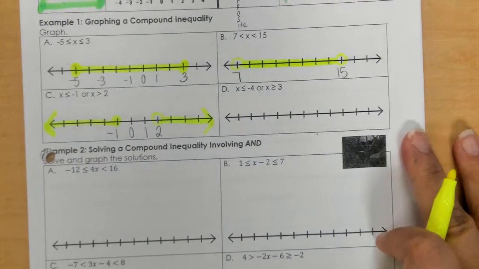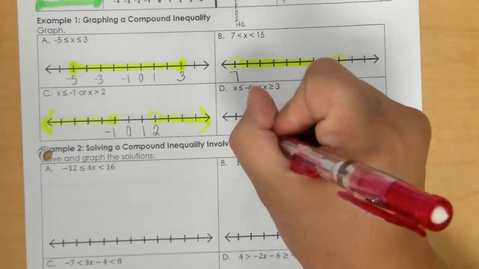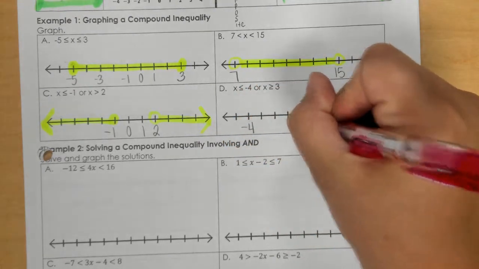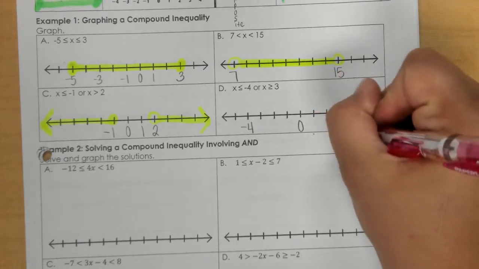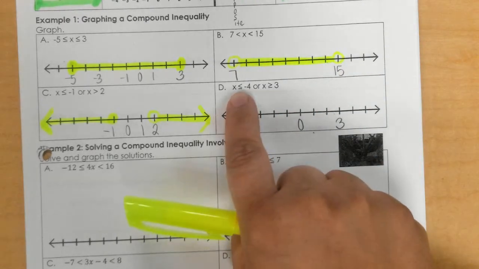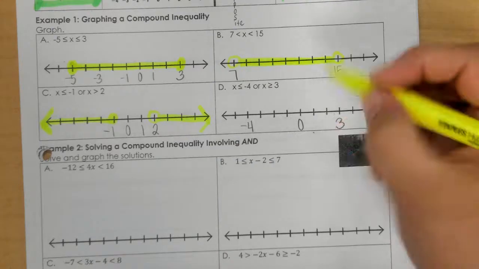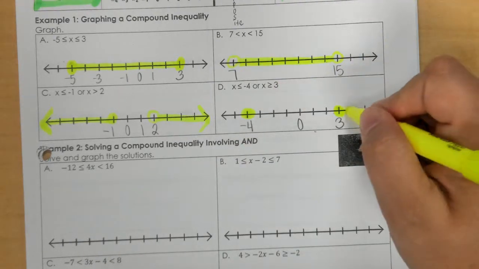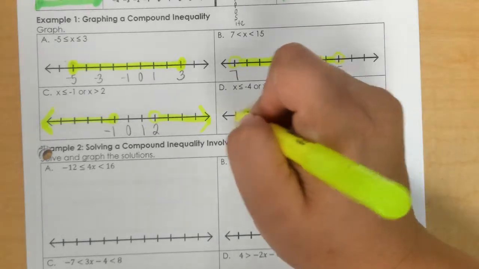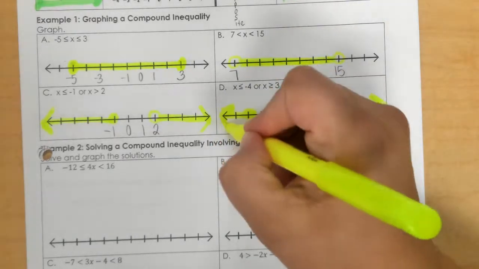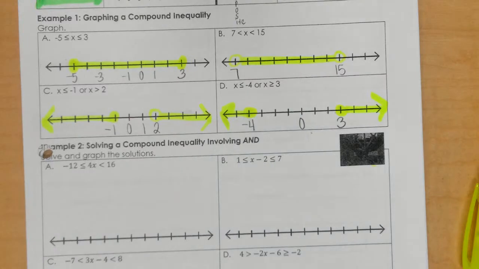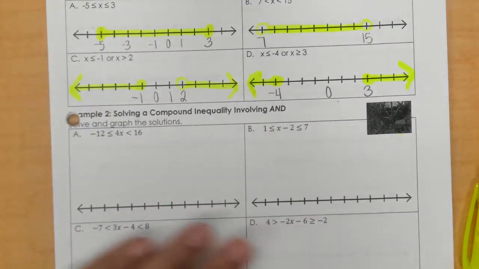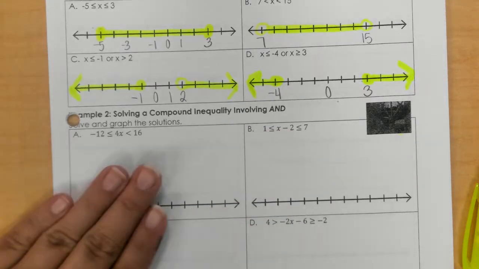And then in letter D, we need to fit negative 4, negative 3, negative 2, negative 1, 0, 1, 2, 3. They both have the equal to, which means they both have closed circles, and they were going the opposite direction. Okay. In example 2, we'll start a new video for looking at compounds and how to solve the and compounds.